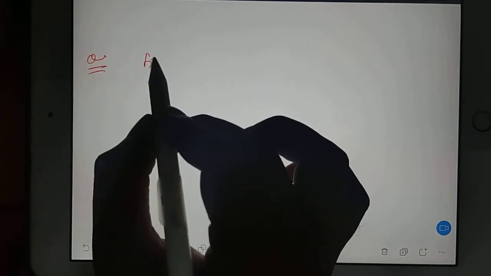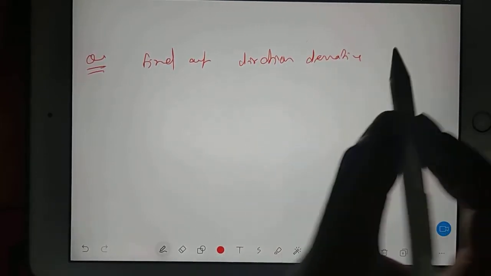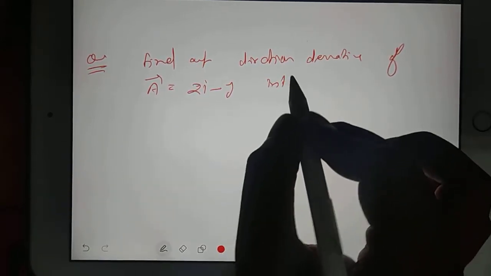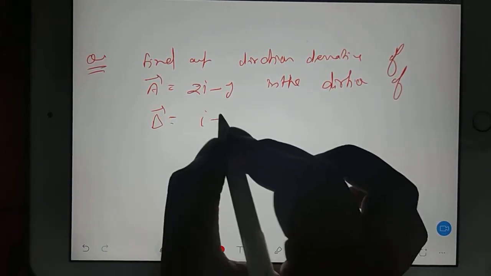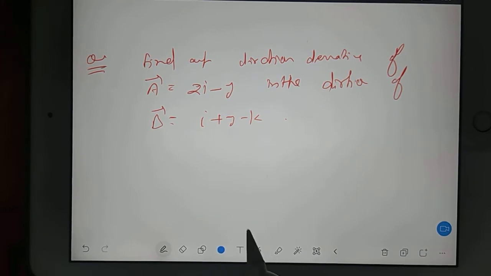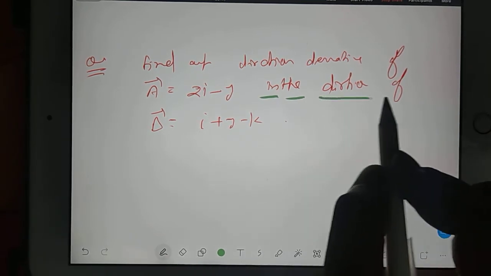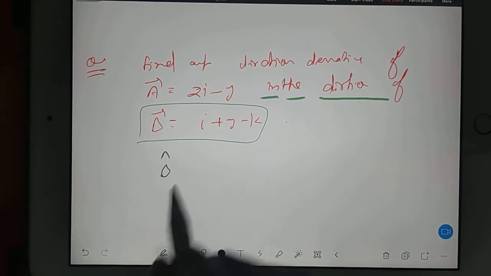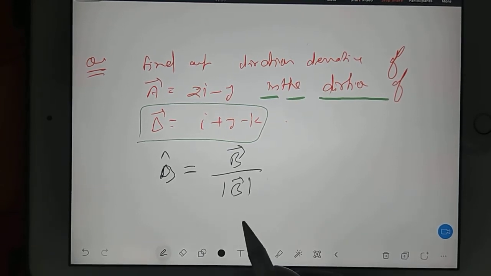Okay, take one example. Question: find out the directional derivative of A equal to 2i minus j in the direction of B equal to i plus j minus k. So you see there are two vectors, so you have to be very careful. In the direction of B, so you have to find out the direction of B. It means B cap is the same thing, direction of B. So this B cap is nothing but B vector divided by the modulus of the vector, the magnitude of the vector, value of the vector, right?